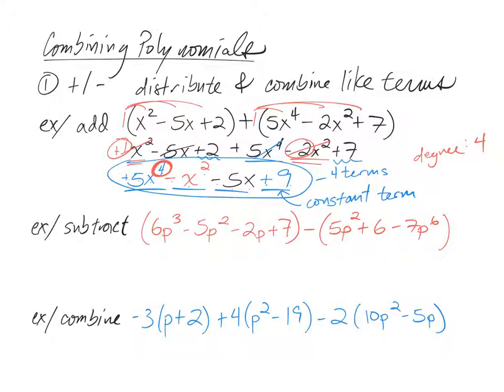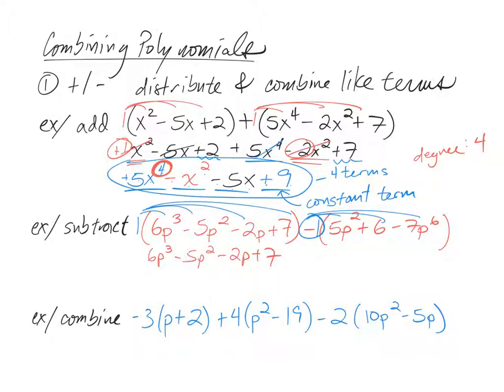Okay, so with these other 2 examples, I'm going to go a little bit quicker. For example 2, it says subtract. Now, mind you, there are still 1s here. So I'm going to multiply the first polynomial by a 1, and I'm going to multiply the second polynomial by a negative 1. And that's how we will get rid of the parentheses. So we will have 6p cubed minus 5p squared minus 2p plus 7.